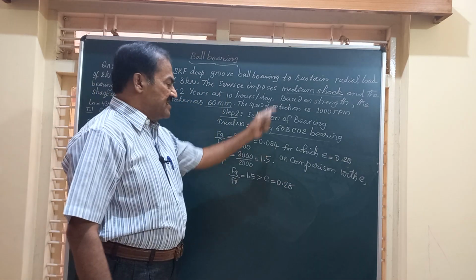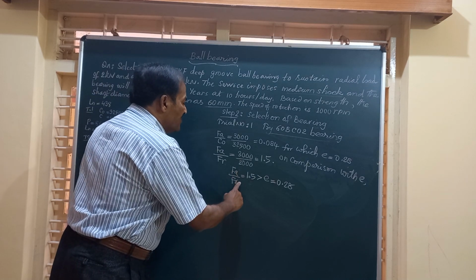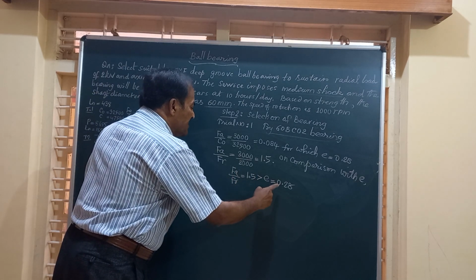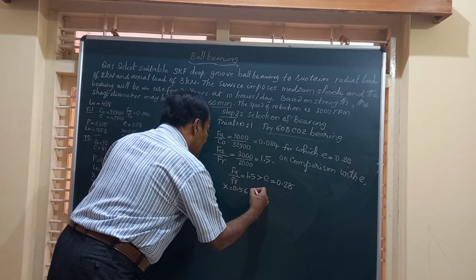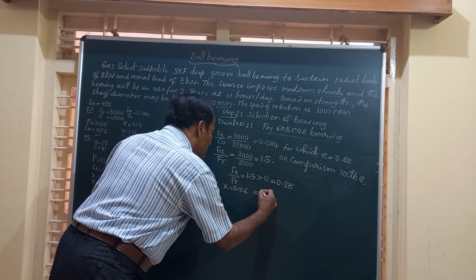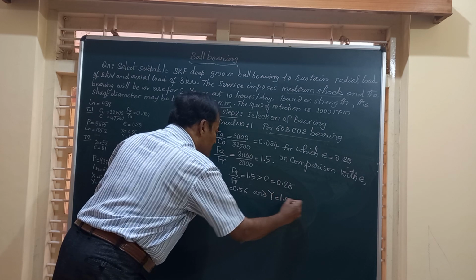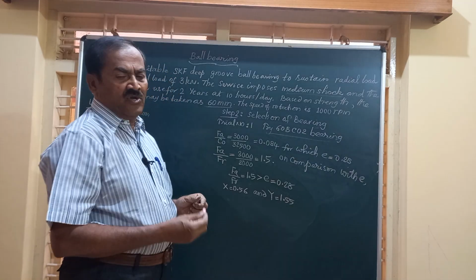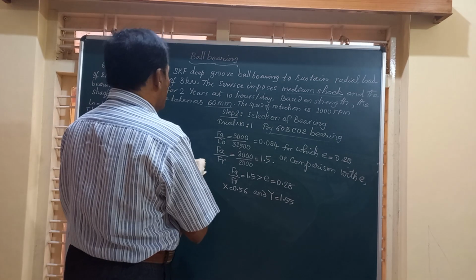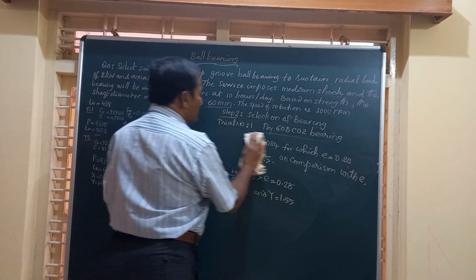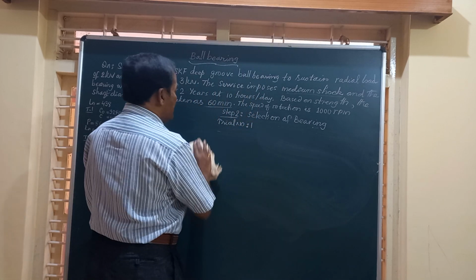Friends, then the same tabular column is given. Whenever the ratio of FA over FR is greater than E, then X is equal to 0.56 and Y equal to 1.55. Again, these values of X and Y are obtained from the same table we are referring to. So friends, we have the value of X and Y, we know FA, FR, etc.